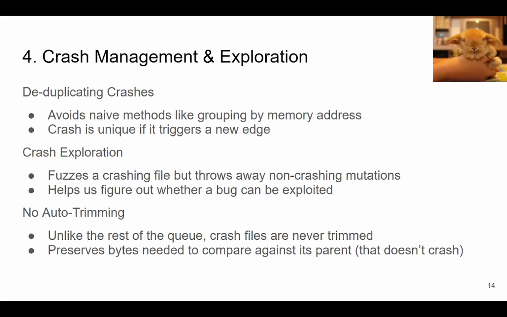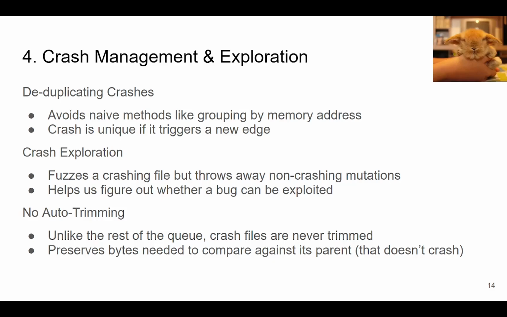So moving on to crash management and also crash exploration. If a fuzzer runs millions of times, it will output maybe thousands of crashes. So how do you know which ones are unique? Older tools tended to group crashes by their memory addresses, which turned out to be very inaccurate. So AFL approaches this by considering a crash unique only if its execution path includes a new edge on the scoreboard, filtering out the rest.